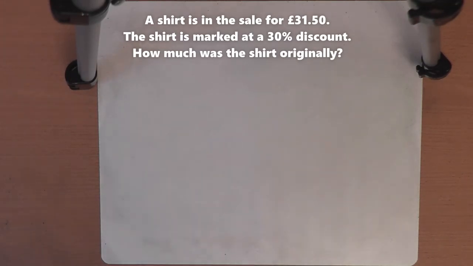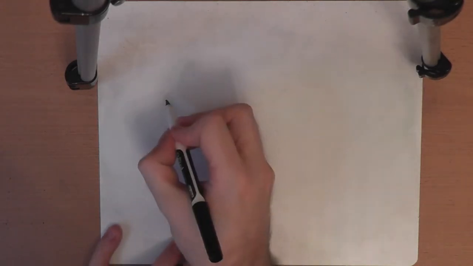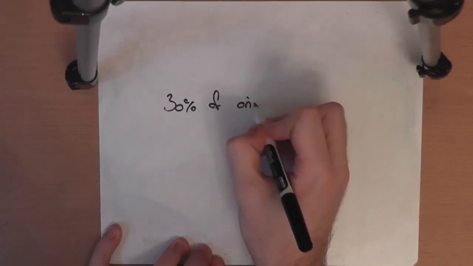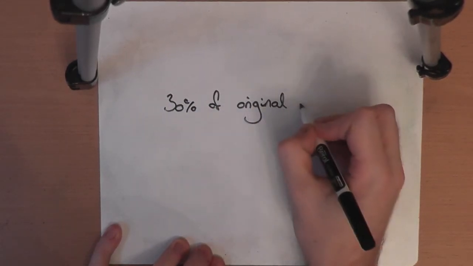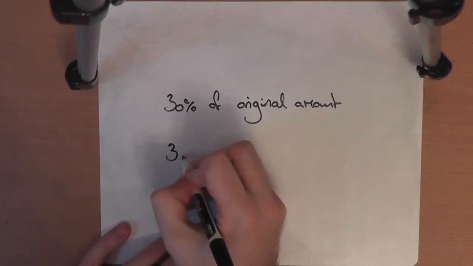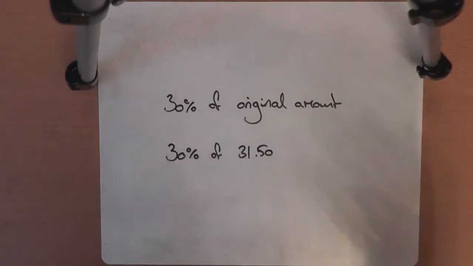Now you might be tempted to say, well, surely we just find 30% of the £31.50 and add it back on, and that will take us back to the original. Problem is, it won't. The sale price has been obtained from doing 30% of the original amount. Now, we don't know what that is. If we were to find 30% of £31.50, well, we could do that, and that would give us a number.